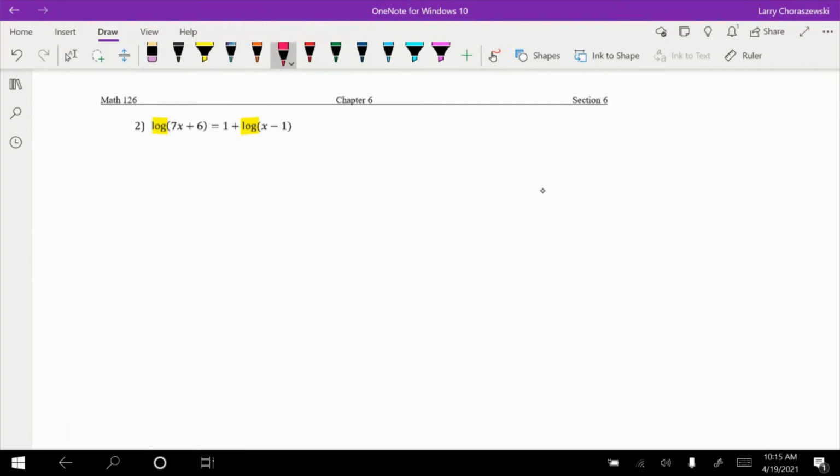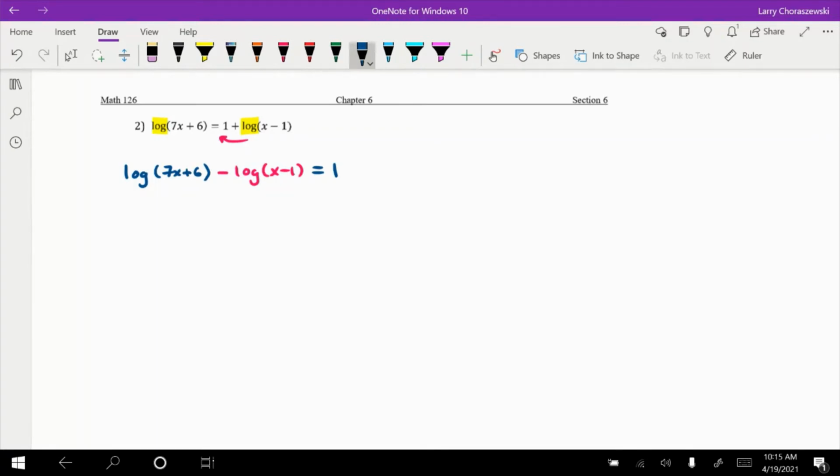Yep. I recommend moving the log that's on the right over to the left. So the left becomes log of 7x plus 6 minus log of x minus 1, equaling 1.